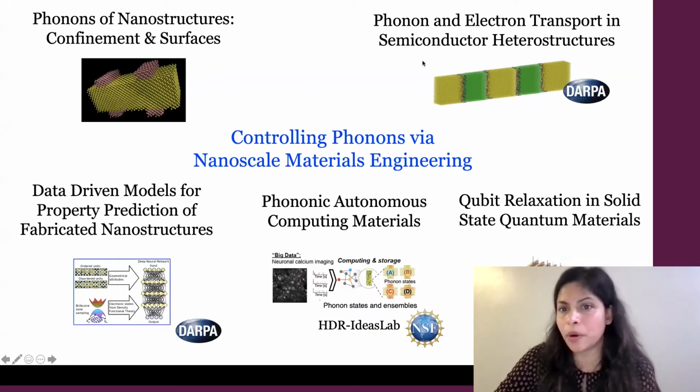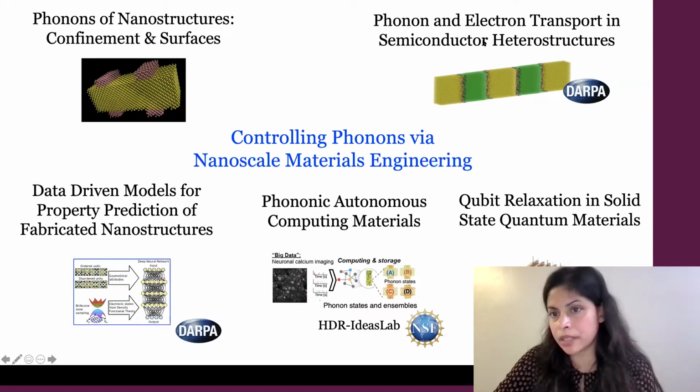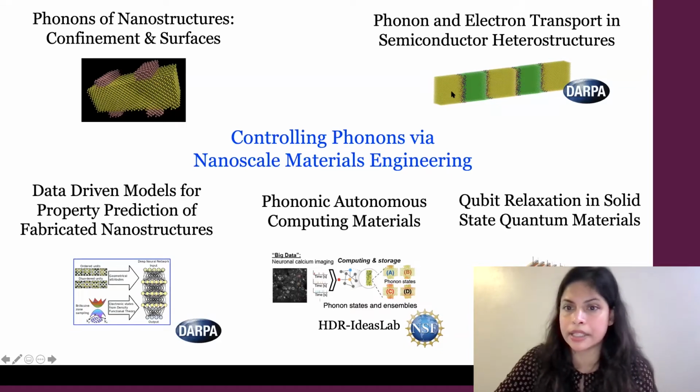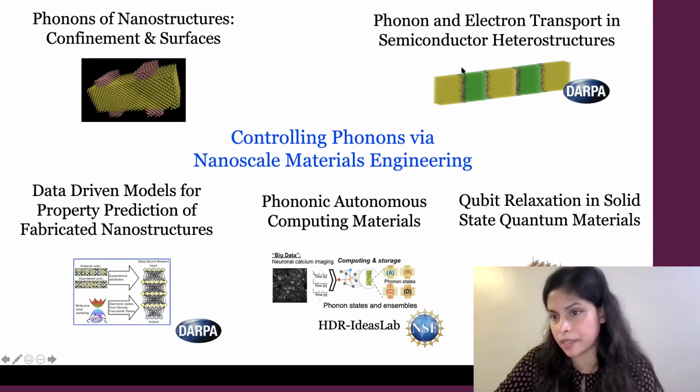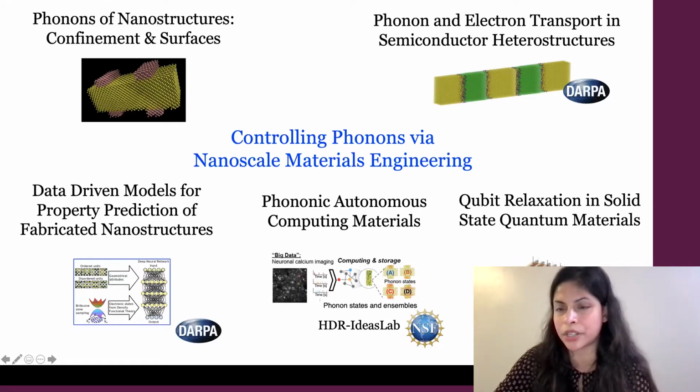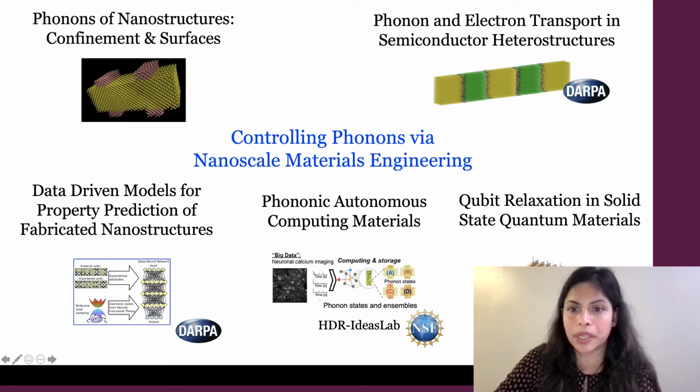Other than that, we have also been focusing a lot on semiconductor heterostructures, silicon and germanium heterostructures, and especially on how the interfaces, the strain at the interfaces, and the defects change the phonon and electron transport there, as well as the electron-phonon coupling. This was mainly for thermoelectric applications, because these are the superlattice structures you are mostly familiar with.